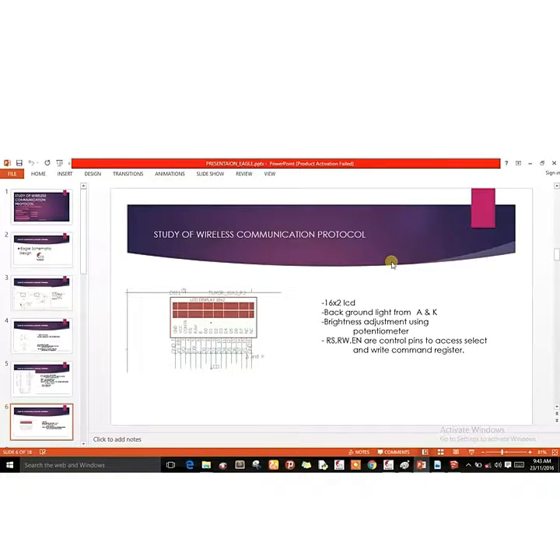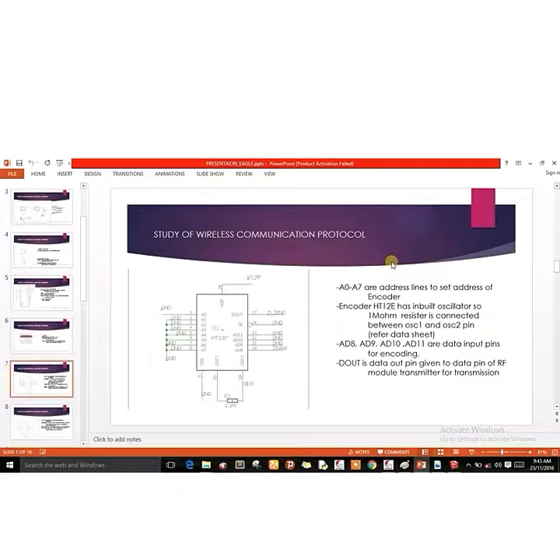Next one is the encoder. An encoder is a circuit used for encoding data. A0 to A7 are the address pins which are connected to ground. We required HT12E, an encoder which has a built-in oscillator. So we connected only a 1 megaohm resistor in between oscillator 1 pin and oscillator 2 pin, which is referred from the datasheet.